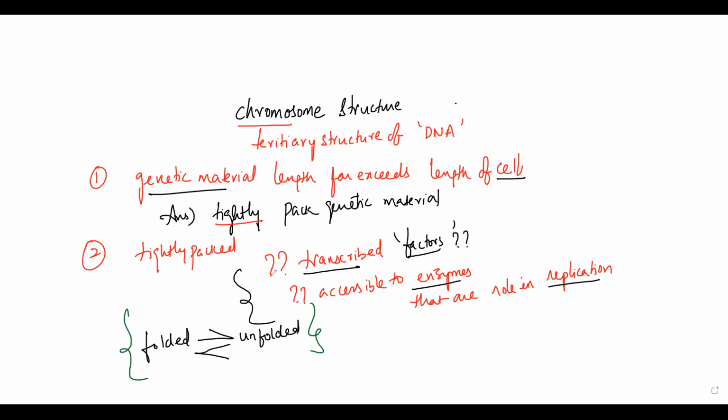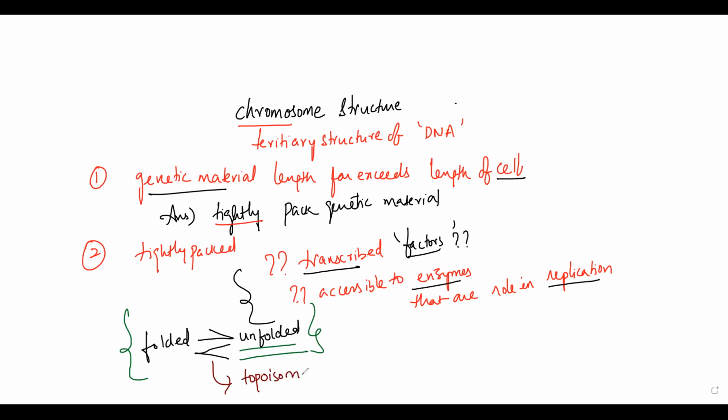If they are packing, we can't transcribe, we can't replicate it. But in order to make it accessible, I need to come up with a concept of folding and unfolding. So who does this folding and unfolding? This folding and unfolding is being catalyzed by one of the enzymes, which is called Topoisomerase.